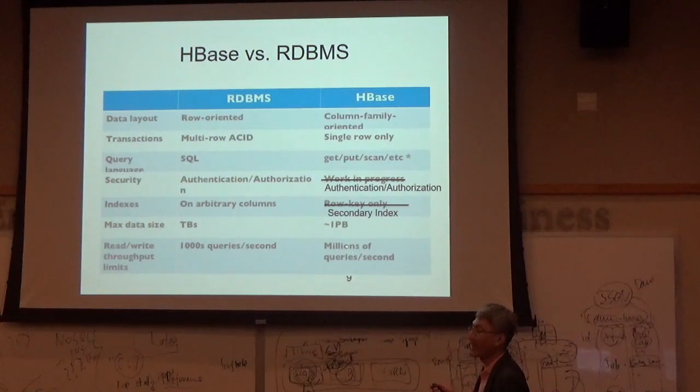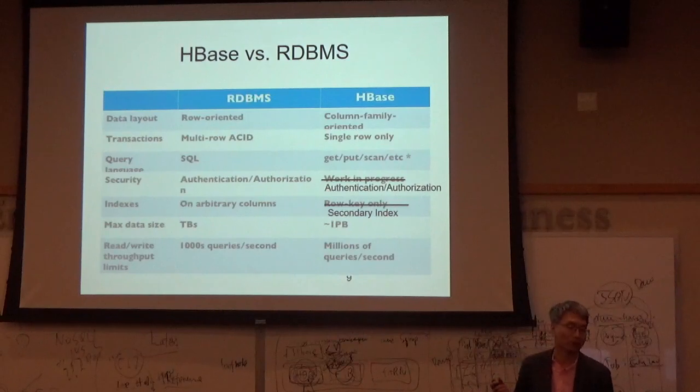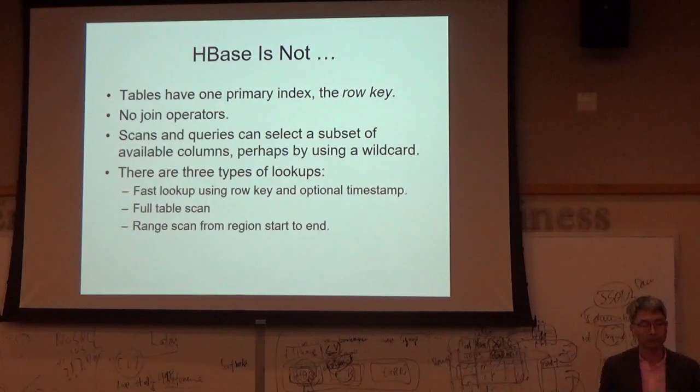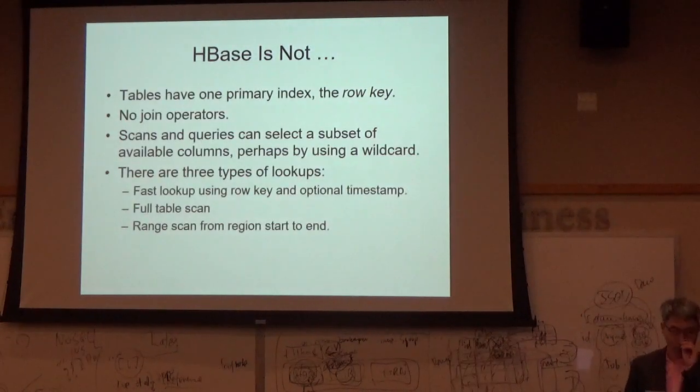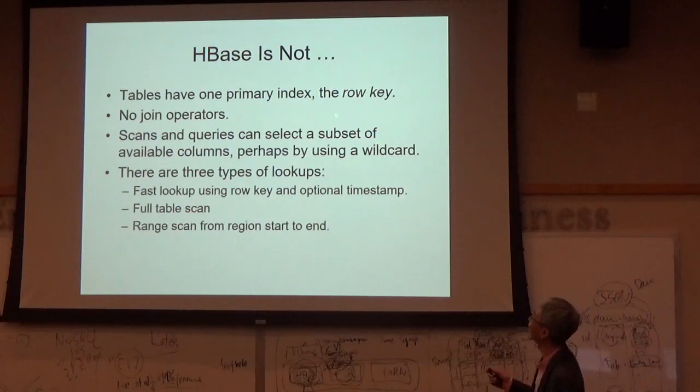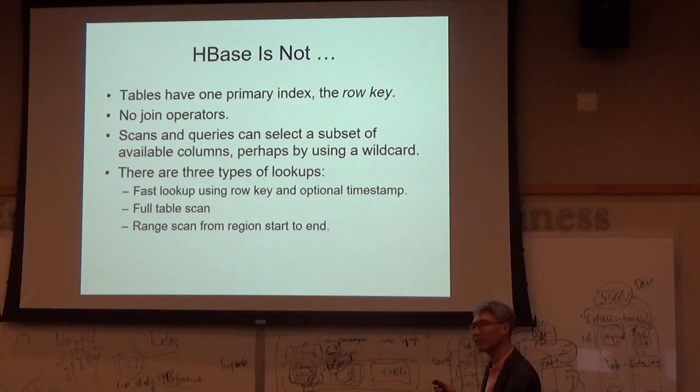It's very fast. It can support millions of queries per second. Actually, this is not the primary index, but anyway, it's sorted. So we can consider the row key as the primary index, but actually it's not.